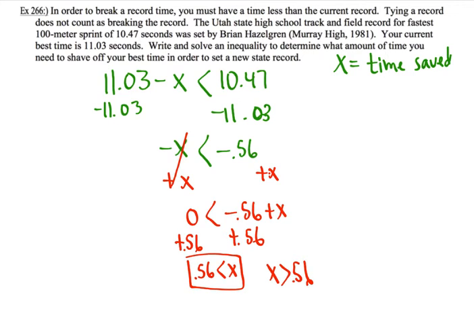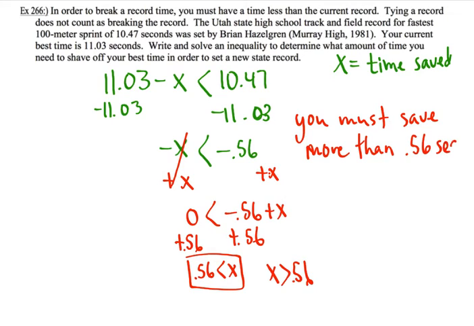So you must shave off at least 0.56 seconds. Actually, not at least, more than. You must save more than 0.56 seconds. So you'd have to take off at least 0.57 seconds, which they do record to the nearest hundredth. So if it rounds to 10.47, it's considered the same. So you'd have to get 10.46 in order to beat it.